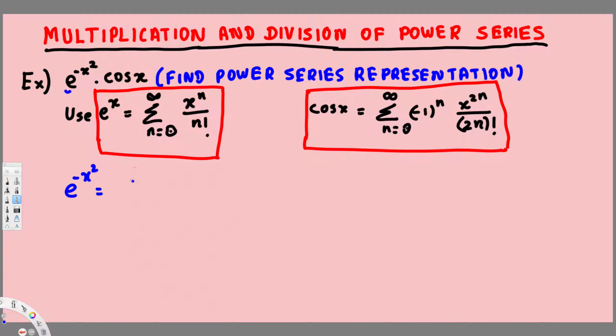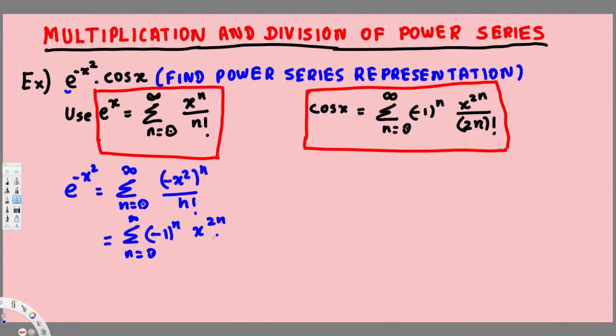To find the power series representation, we are going to replace this x with negative x square. So this is going to be negative x square power n over n factorial, right? Now we can also write this as sigma n equals 0 to infinity, and then we can move this negative 1 to the front. So this is going to be negative 1 power n and then x power 2n over n factorial.